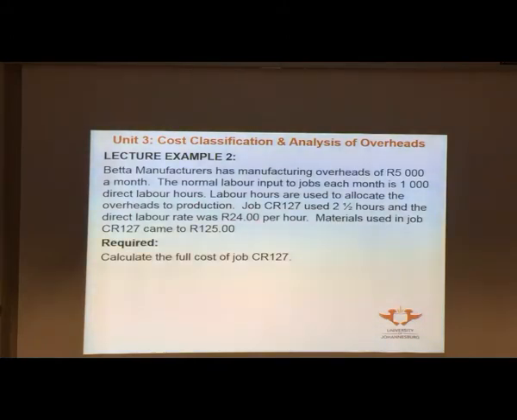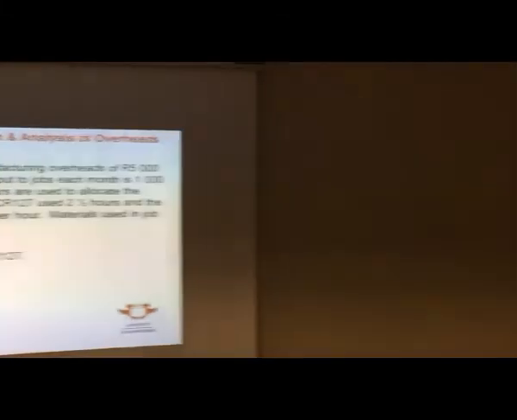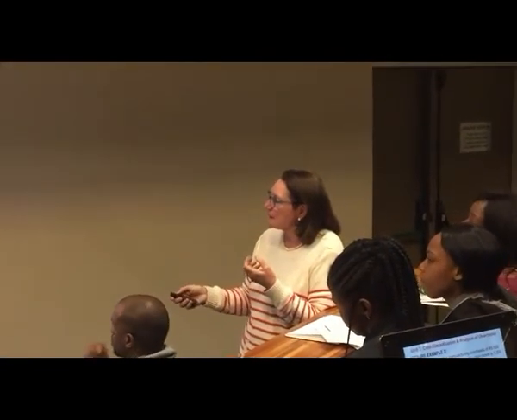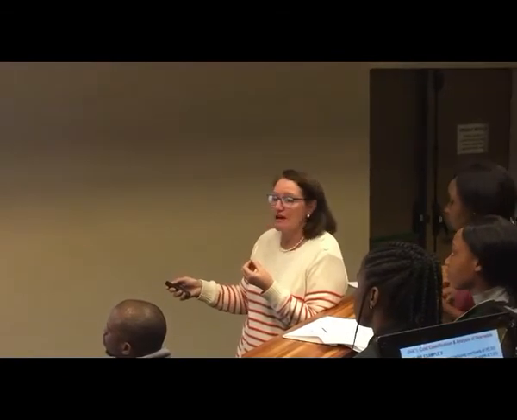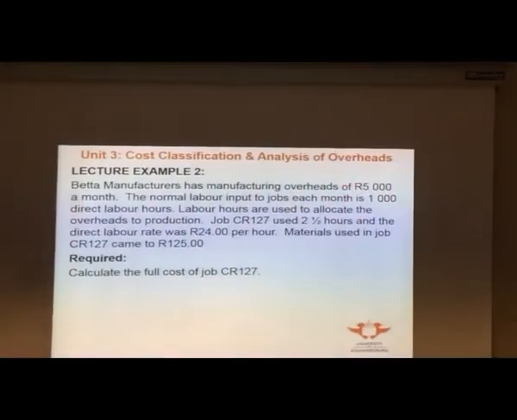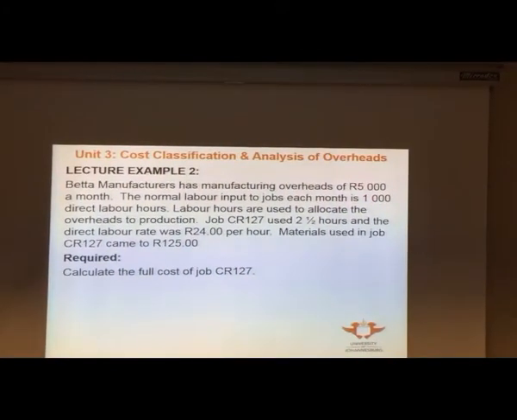What you're going to do with this example now is first allocate your direct labor, then your direct materials, and then your overheads. Your overheads you're going to allocate based on 2.5 hours because we're using labor hours to allocate overheads to production. The total overheads is 5,000 Rand. The total hours is 1,000 hours. Therefore, the overhead rate is 5 Rand per labor hour.